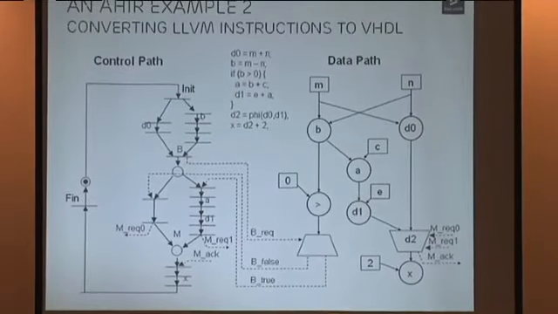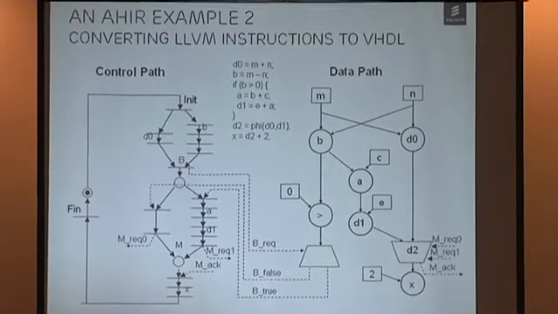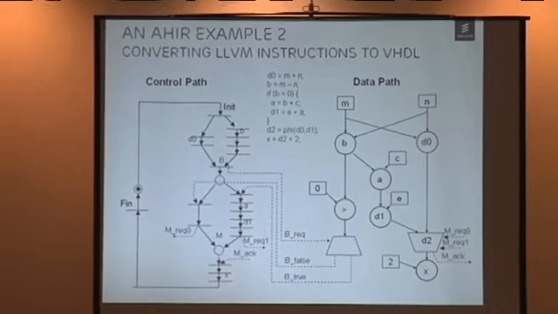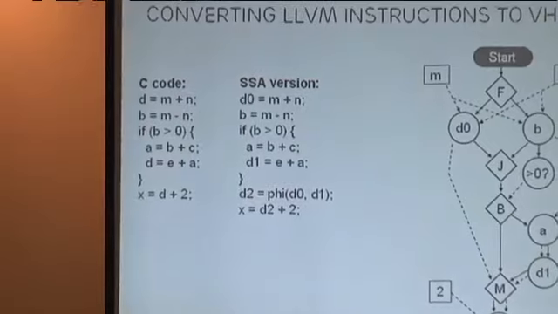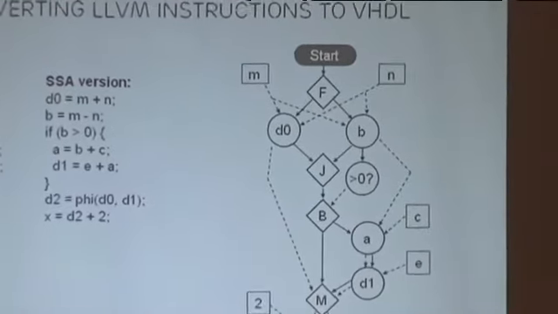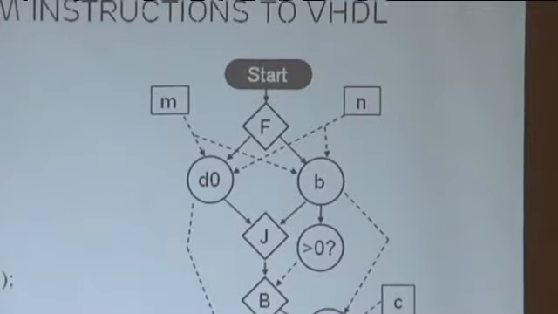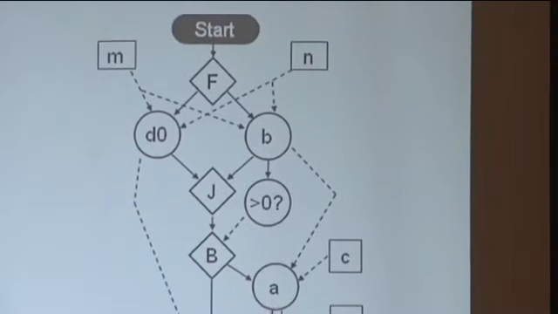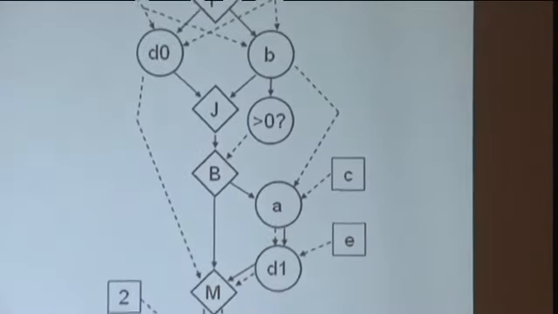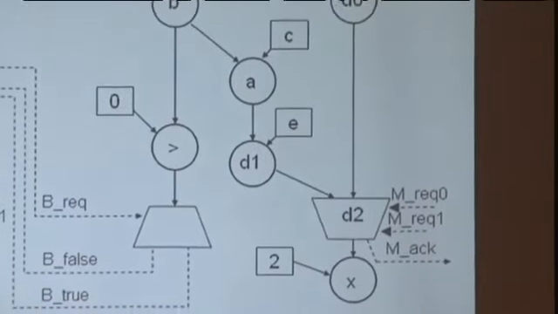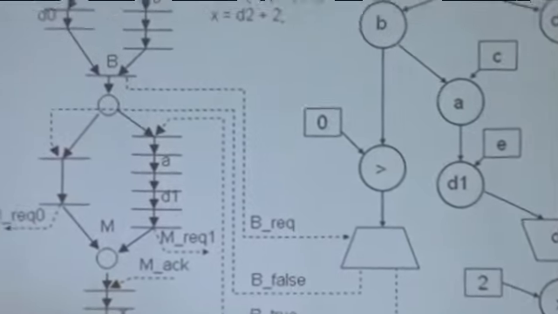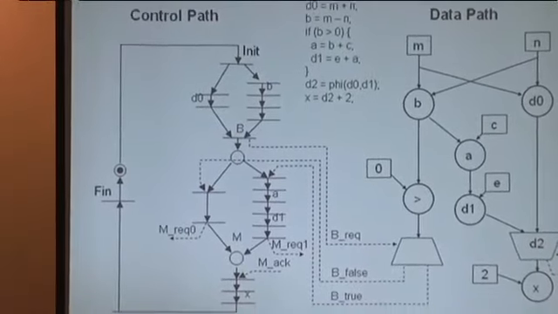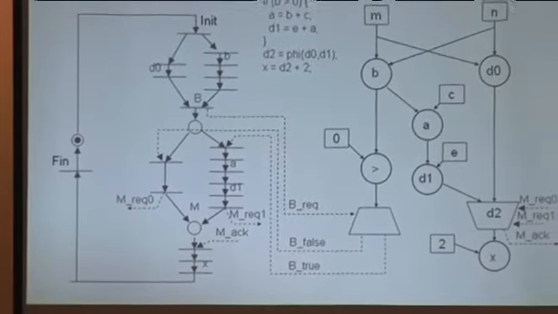Here's a picture of the same thing, but now with the control path and the data path separated. In the control path, you'll notice that, well, I guess I'll back up a little bit to explain some of these letters. The diamonds in the middle, the F is a fork, the J is a join, the B is a branch, and M is a merge. So here on the control path, it branches out at the top, and there you execute both branches in parallel. On the second part, you choose one.